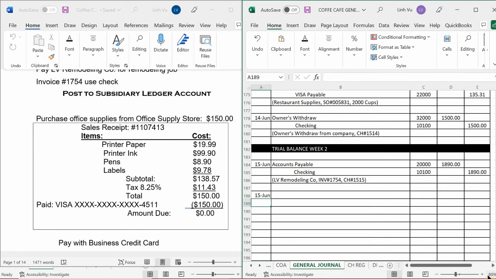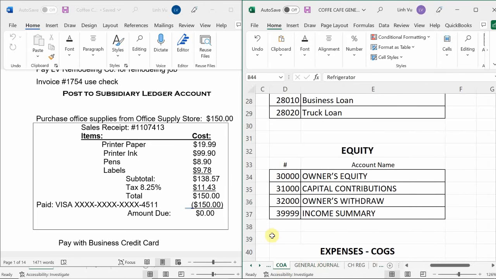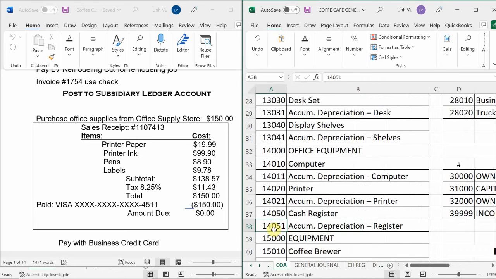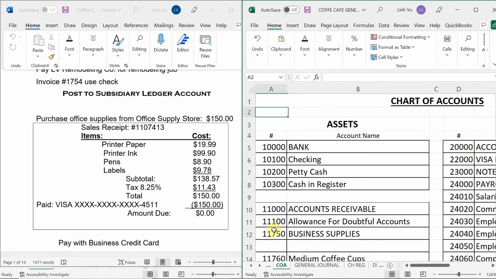So we went to the office supply store. We purchased some office supplies. So we check the chart of accounts to see which account we can put it in. And I believe there is an office supply account. Under which one? Because there's two office supplies: one is office supplies as an asset, or there's an office supplies expense account. It's an expense.